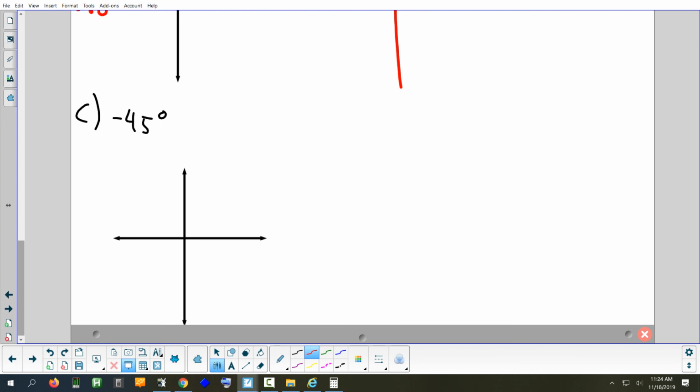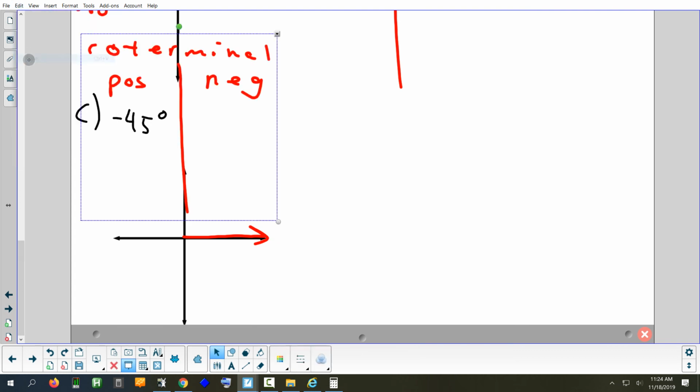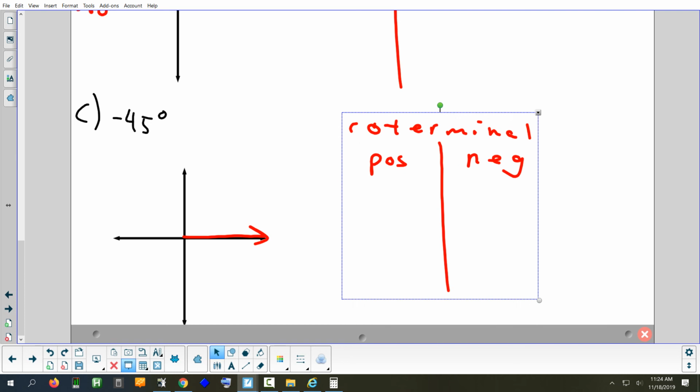Okay, and let's try this one, negative 45. Now, because it's negative, what does that mean in terms of my rotation to get to the terminal side? It's clockwise. How many degrees? It's clockwise 45 degrees. Negative means clockwise. In terms of a quadrant, where is a 45? It's in the middle. It splits the quadrant right in half. If you want to draw that in, you can to show the direction.